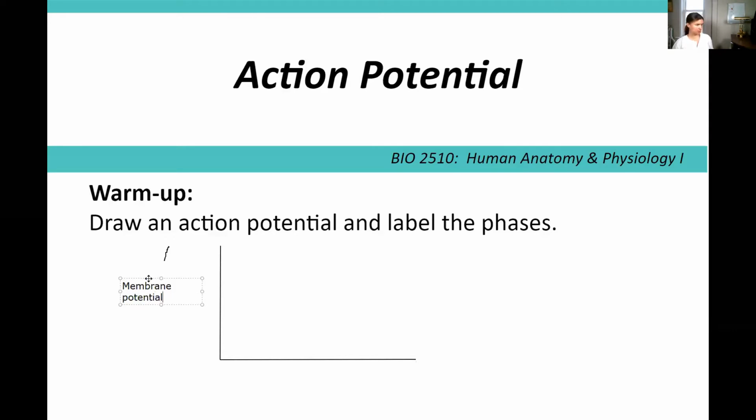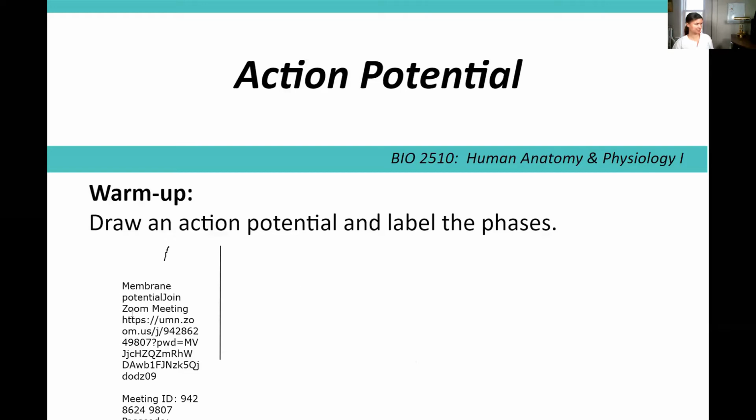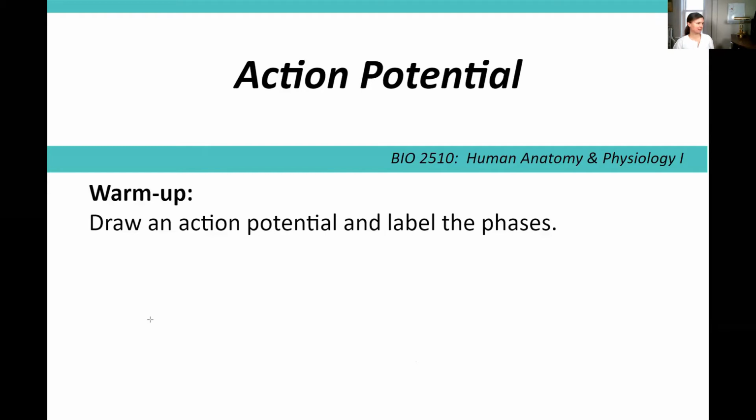And our action potential is a big spike in charge. All right, I'm going to have to clear that. Okay, so our membrane potential on the Y, time on the X. So I'll just write millivolts here. We have time over here.